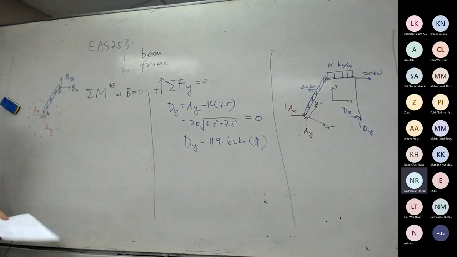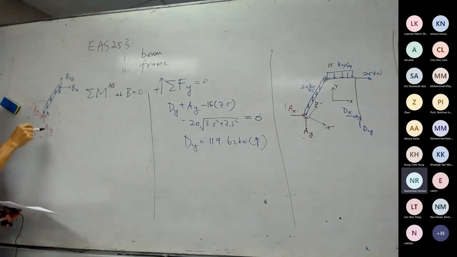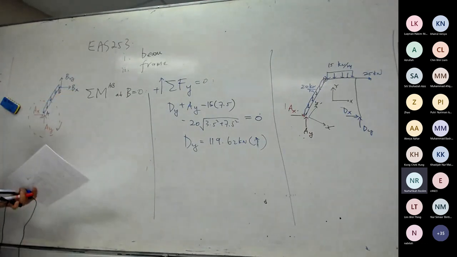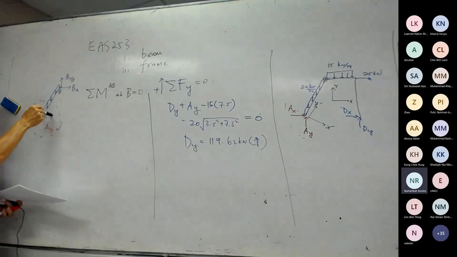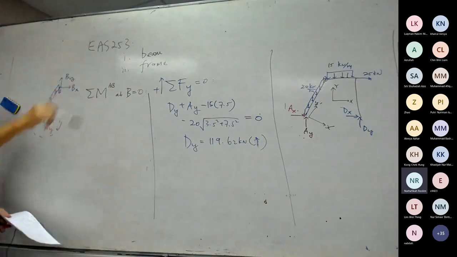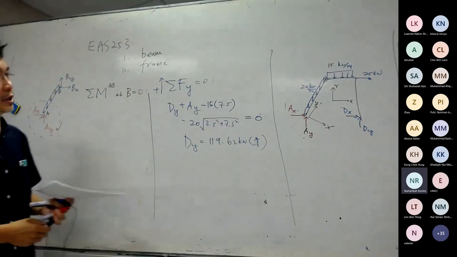Okay. So in this case, we want to know AX because AY is already calculated. So you take this. So by using this free body diagram, where you separate at the hinge there.